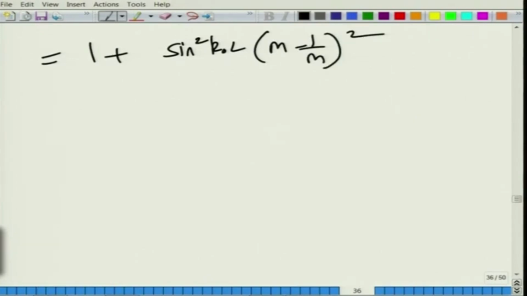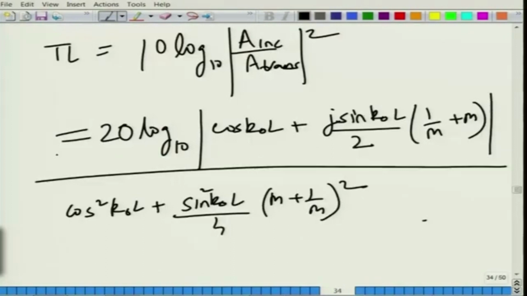So, then the transmission loss can be written very conveniently in terms of the following expression. It is 10 times log 10. Remember, it is not 20, it is 10, because we have taken this thing here squared.